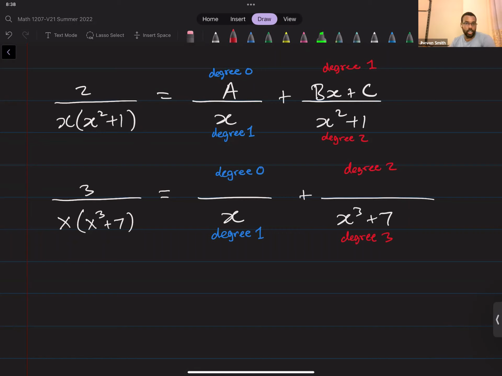So I want a generic degree zero polynomial on top of the first fraction. I want a generic degree two polynomial on top of the second one, which means I need to have a constant on the first one and a quadratic on the second one. So A is going to be my arbitrary constant, and bx squared plus cx plus d is going to be my arbitrary quadratic. Right? So this is what I mean by writing down a generic polynomial. You just write down a polynomial of the right degree, but you don't really know what the coefficients are. So you just use letters to represent them, right? Finding out what the letters are is in a future step in the method, but this is where it all starts.